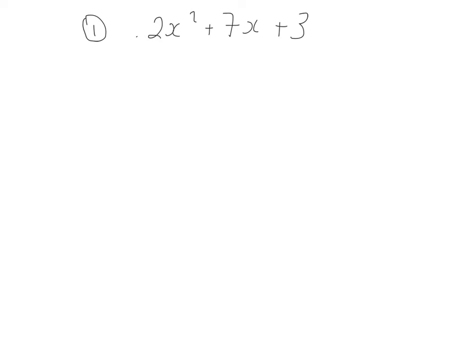N5 section 2, trickier trinomials. Factorise 2x squared plus 7x plus 3.